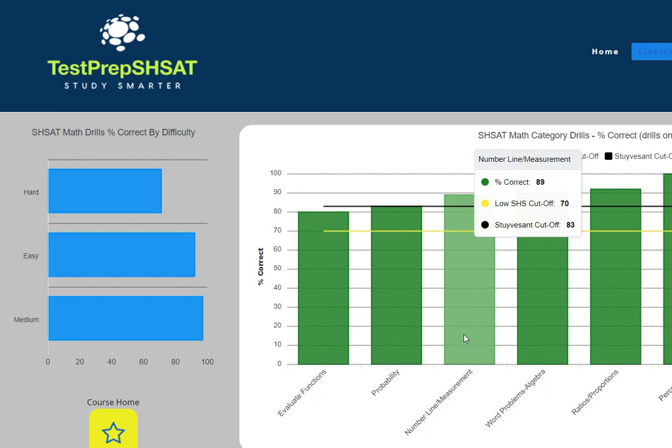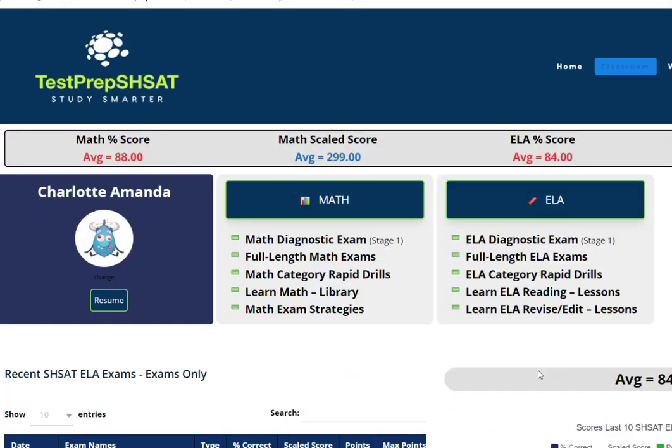In fact, it's jumped up also to about 89 or 90%. I can see I'm doing much better on my number lines. At this point, you can also drill down into the details of all the questions you took on all the drills. There are a couple ways to get there.